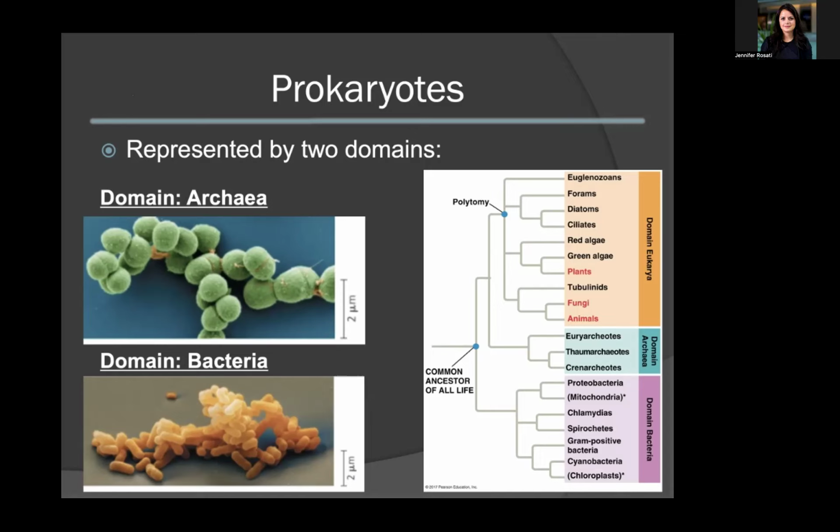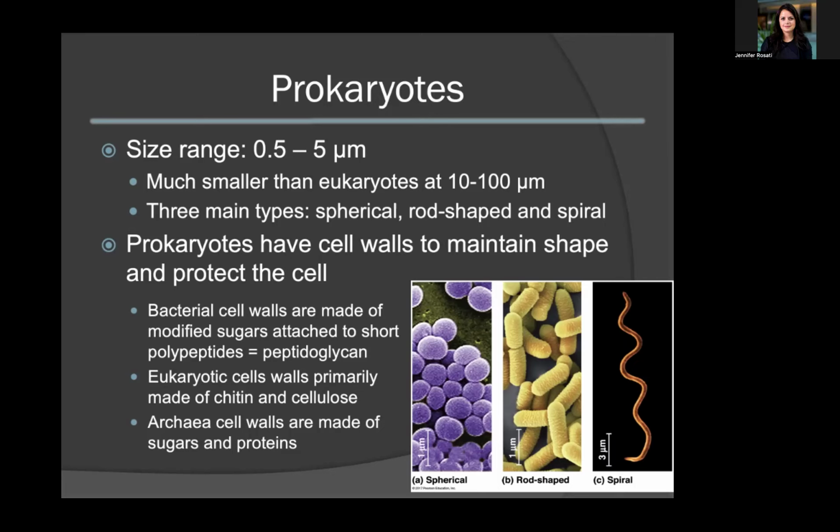Prokaryotes also have cell walls. These cell walls are important to maintain their shape and also to protect the cell itself. Bacterial cell walls are typically made of sugars attached to short polypeptide chains. We can call those peptidoglycans. Eukaryotic cells, on the other hand, have a cell wall that's primarily made of chitin as well as cellulose. In addition, Archaea cell walls are typically made of sugars and proteins.